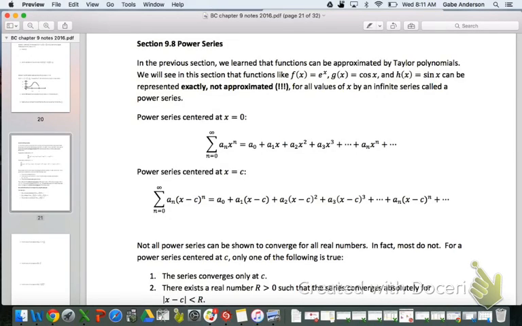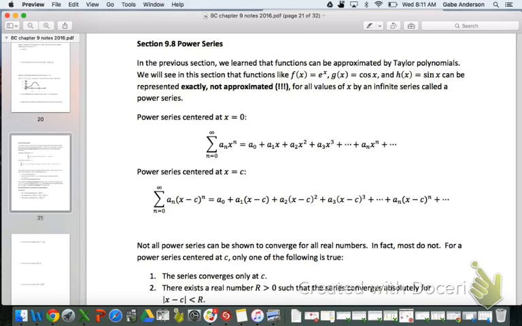This video is for Calculus BC, section 9.8. In section 9.7, we have been learning how to write Taylor polynomials, and then we use those Taylor polynomials to approximate a function. Sometimes it was e to the x, cosine of x, ln of x, some other transcendental function. We looked at a couple of those very fundamental type polynomials.